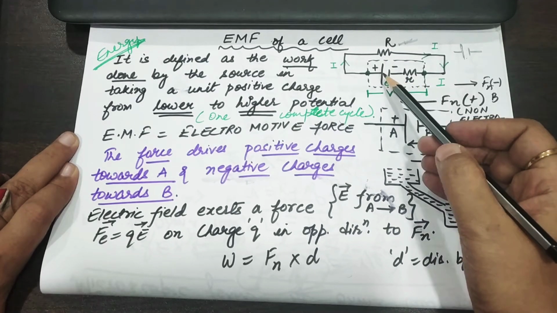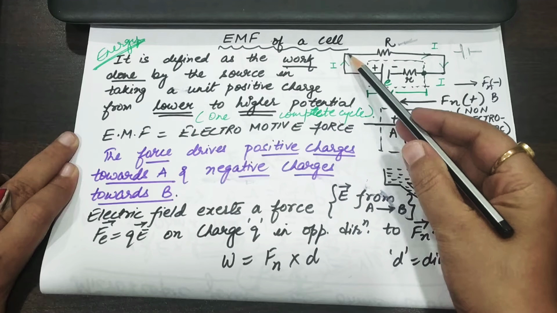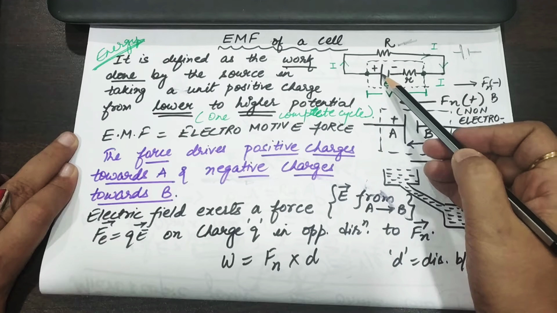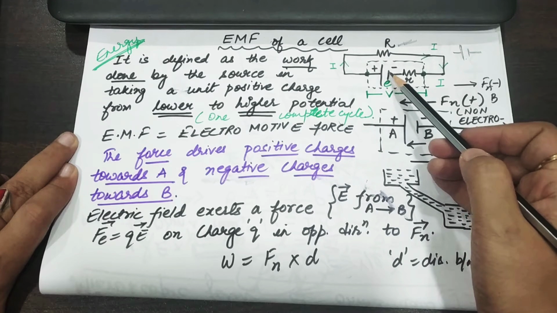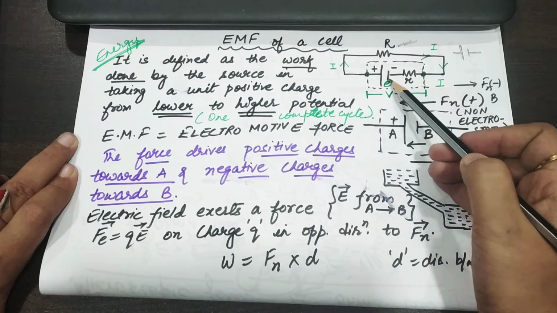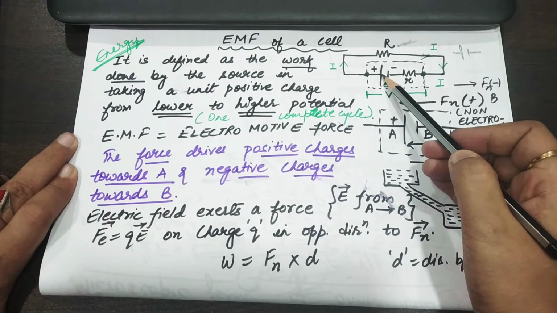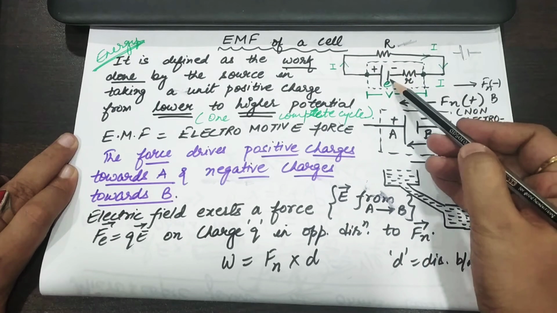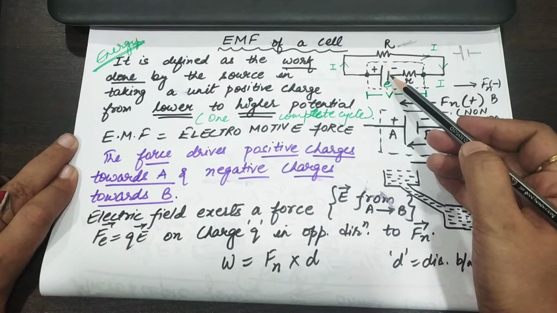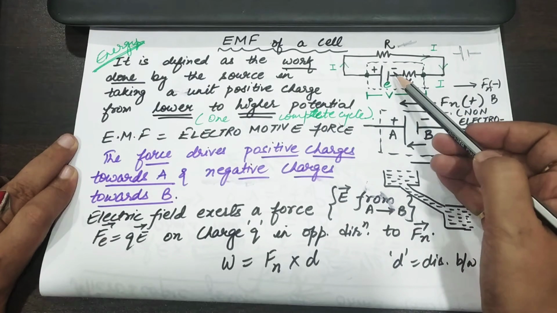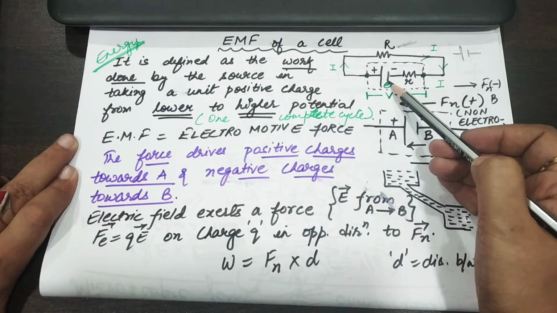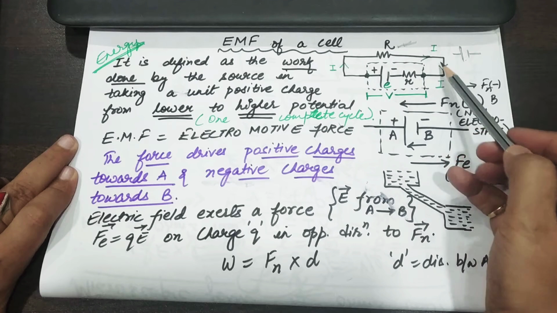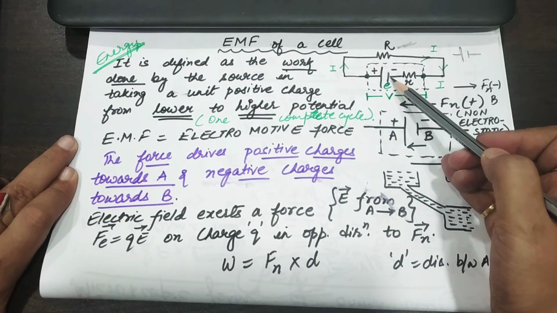So we know that the current flows from positive terminal of the battery to the negative terminal of the battery. But inside the cell there is a force that takes charges from the negative side to the positive side, right? So the amount of work done by the source in taking a unit positive charge from lower potential, this negative potential, to higher potential, once around the complete cycle is termed as electromotive force.